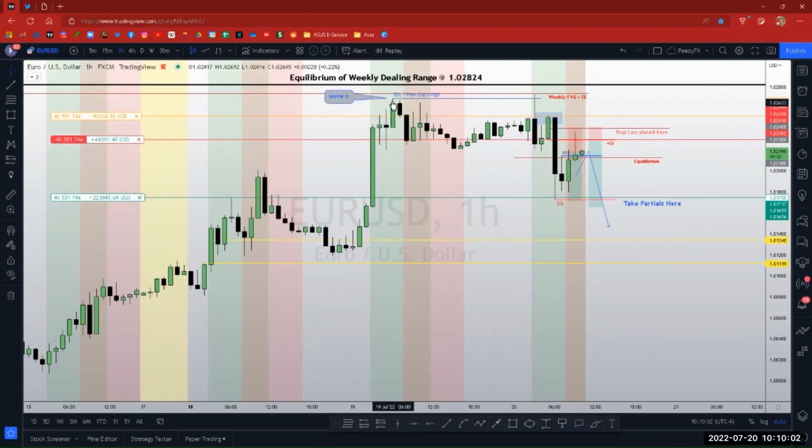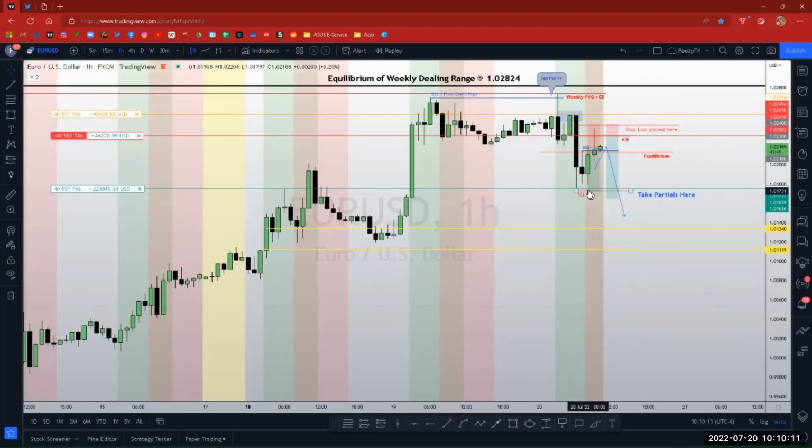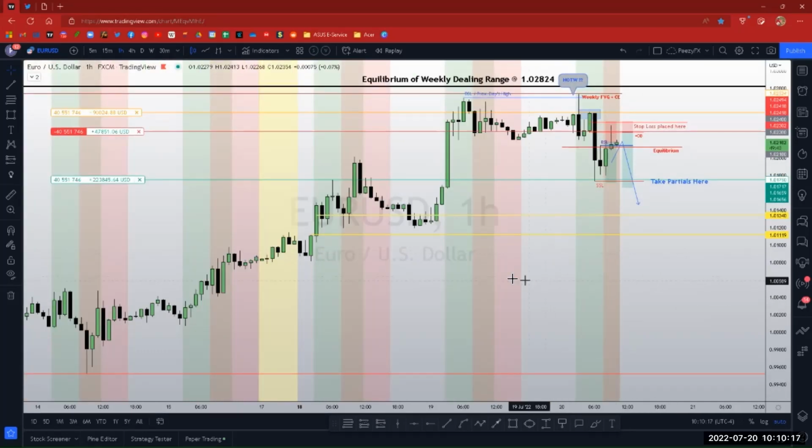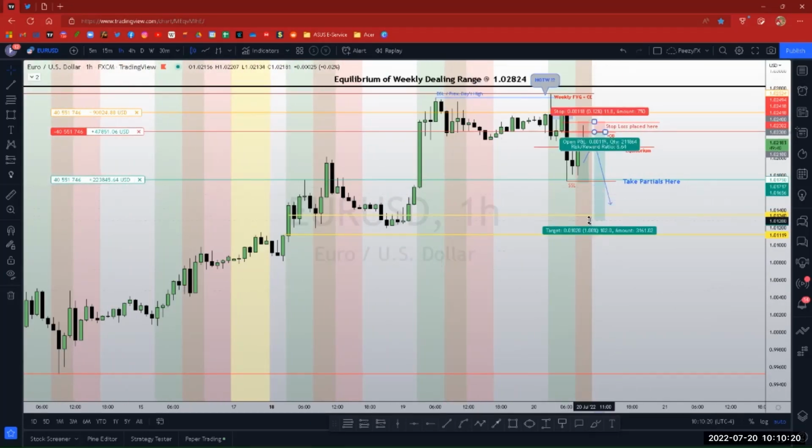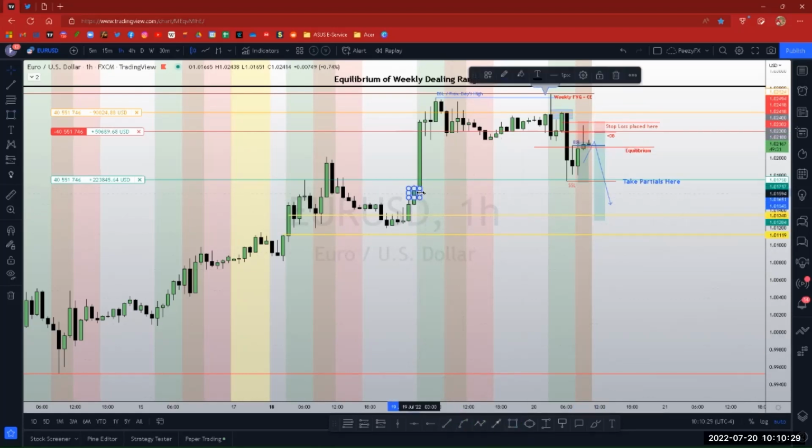I'm anticipating this high to be our high of the week. All right. And I'm going to take parcels when this low is cleared. And I'll take parcels again down here in this area, possibly this area right here.